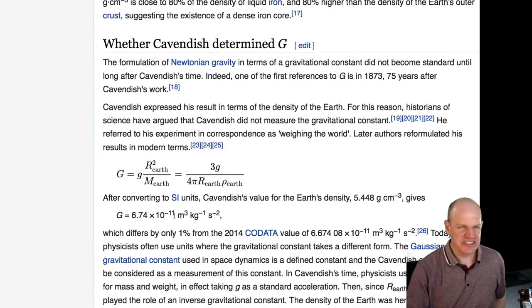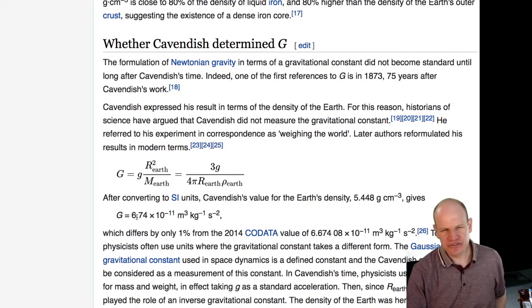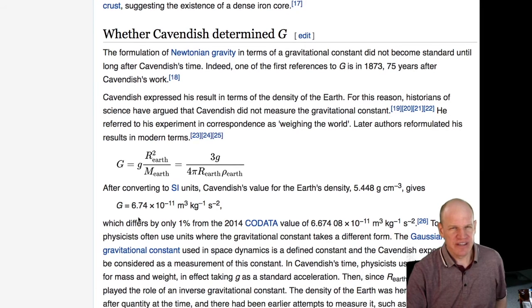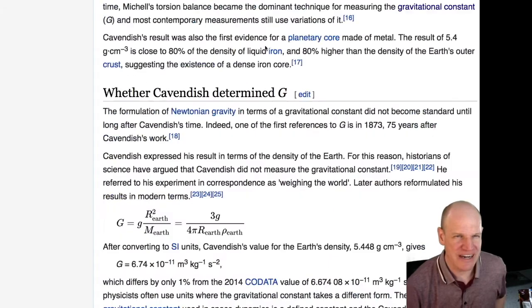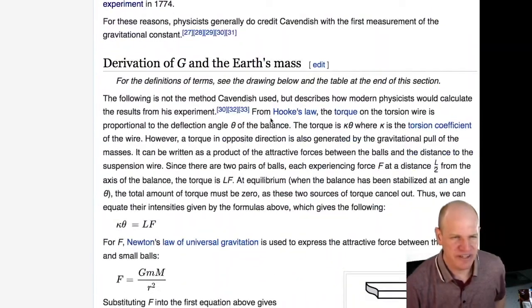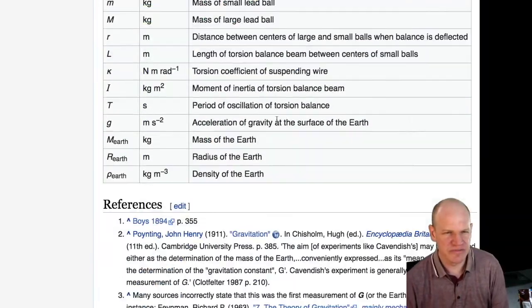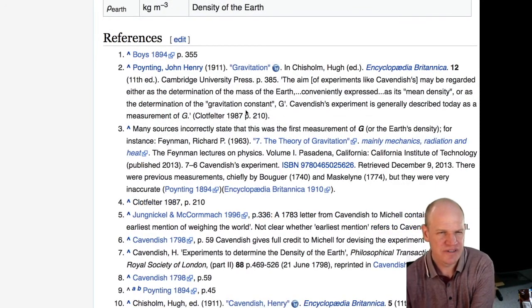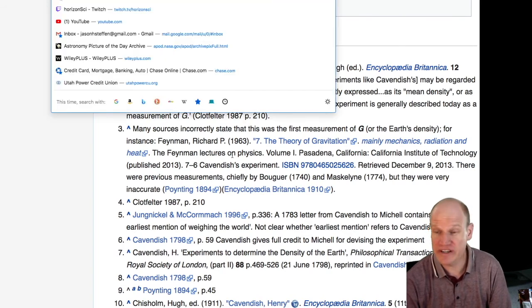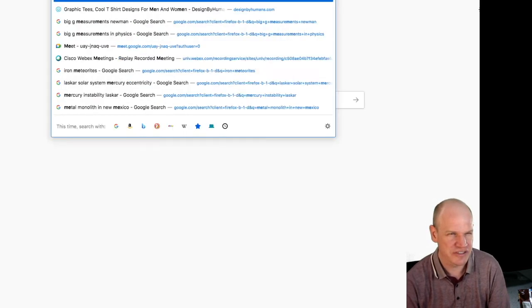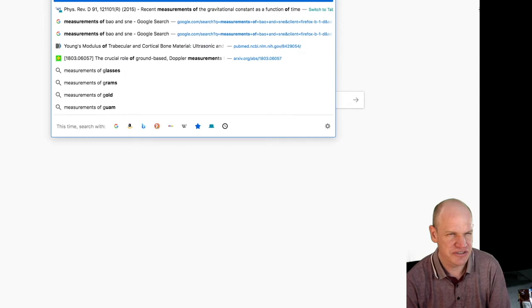So his measurement of big G, 6.74 times 10 to the minus 11. The accepted value today is 6.67 times 10 to the minus 11, so he's basically right there, right in the ballpark. There is a measurement of big G over time, so let's see if we can find the measurement of big G over time, because the value has fluctuated and the quoted errors have also fluctuated. So measurements of G over time.